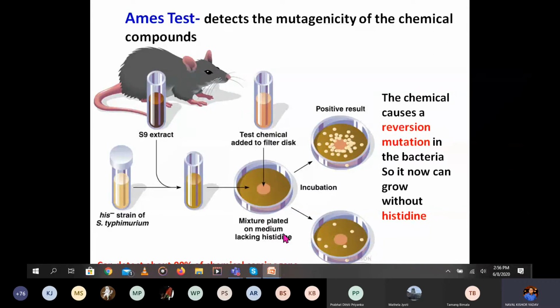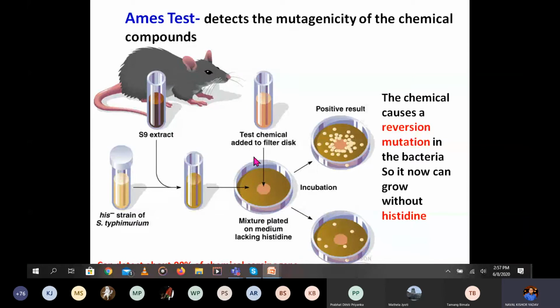In the normal condition, what will happen? The bacteria will not grow. You can see very few colonies. Bacteria will not grow because for the growth of Salmonella typhimurium, it requires histidine, and this medium does not contain histidine. So if this chemical does not have a carcinogenic effect, this bacteria will not grow.